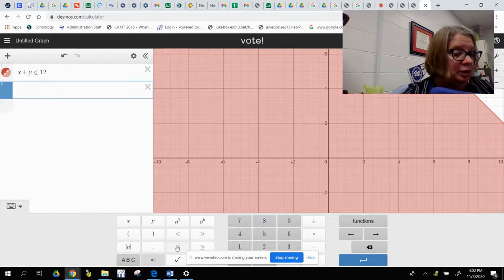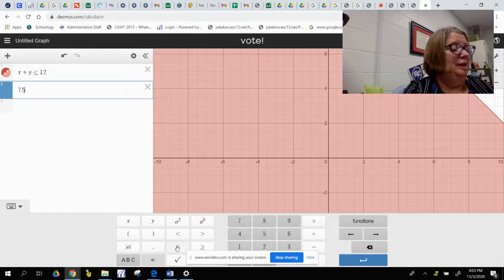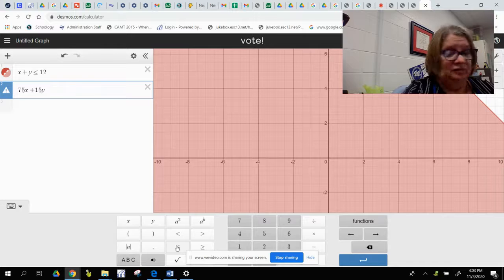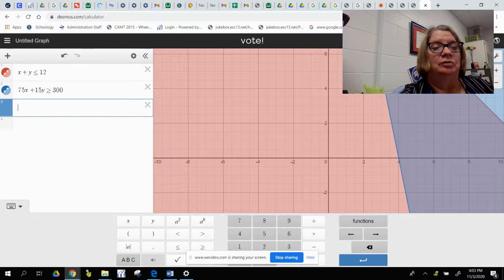And then we had another one. What was the one for the carbohydrates? Excuse my paper rattling there. So we would have 75X plus 15Y. Now we said at least 300 grams, so greater than or equal to 300.